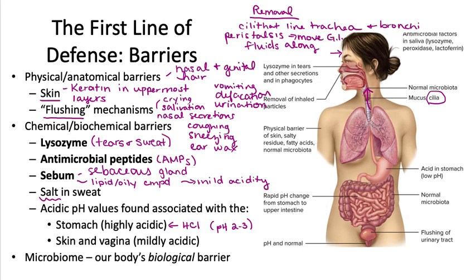Our skin and vagina also have a mild acidity because of a compound called lactic acid. There are bacteria known as lactic acid bacteria that will ferment sugars and form lactic acid. This is a weak acid and will provide a mildly acidic environment, between 5.5 and 6 usually. And so acidity, enzymes, antimicrobial peptides, salt, these are all chemical barriers that keep pathogens from either attaching to our skin or getting through our bodies.